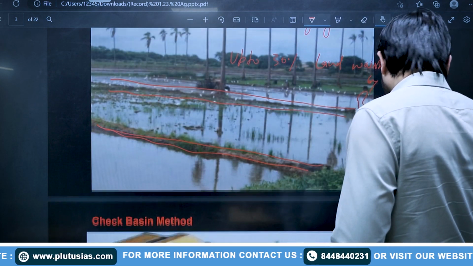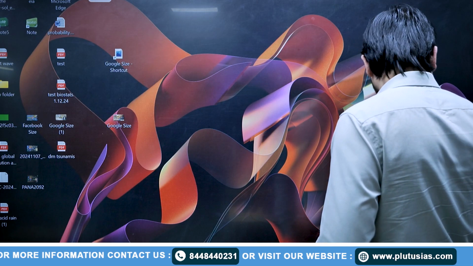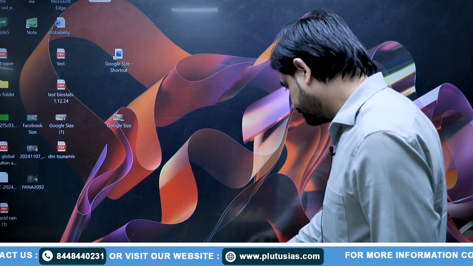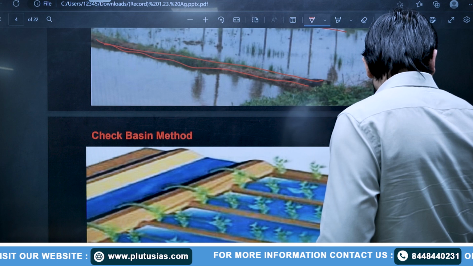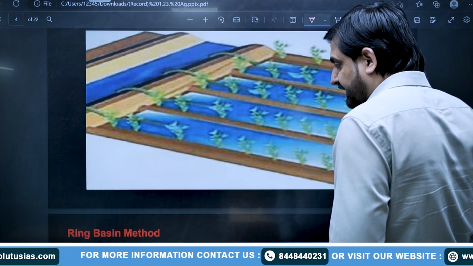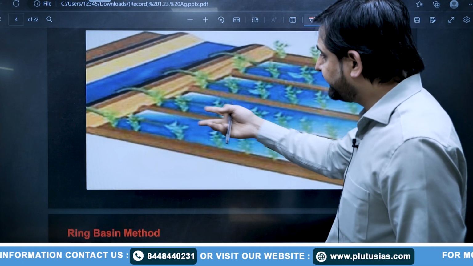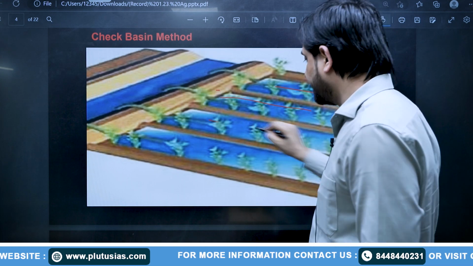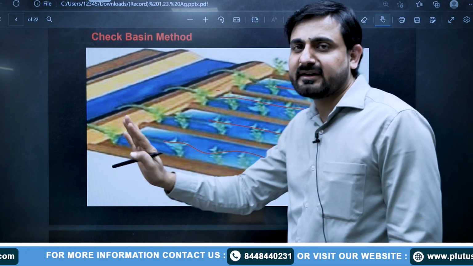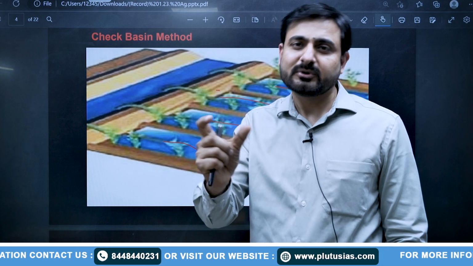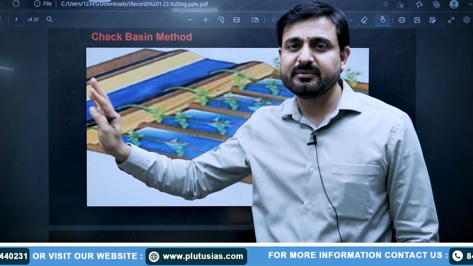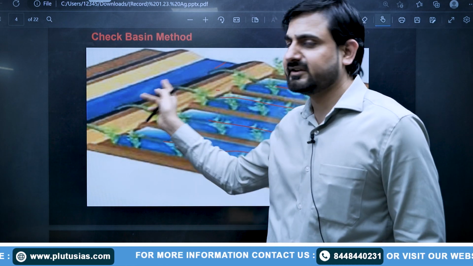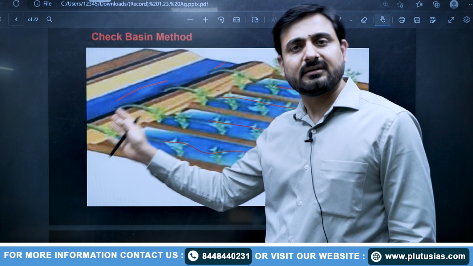Now, let's go for the ring basin method. Okay, so this is how check basins look. You notice that we have created certain rectangular plots here, small plots over a large field, and we have directed water from the main water channel.